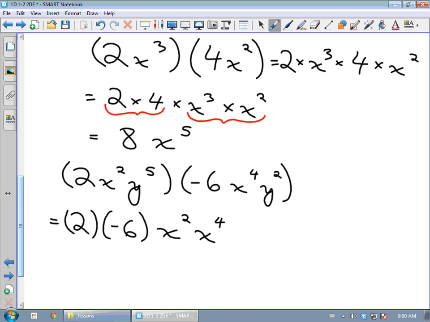So my powers of x here, x squared and x to the 4th, I can put them together. And what else can I put together here?